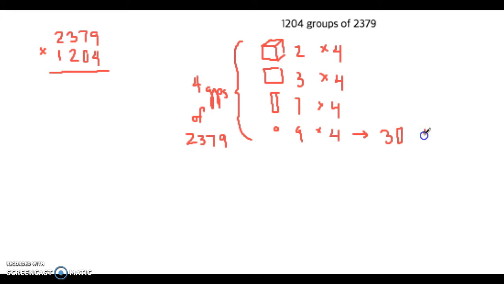So add these all together, we end up getting 9 cubes, 5 flats, 1 rod, and 6 singles, because we added up our like values.